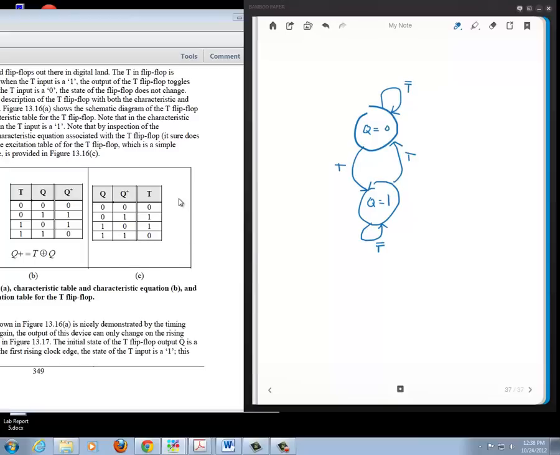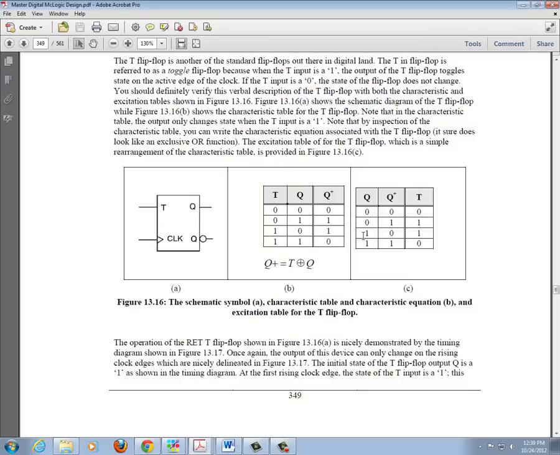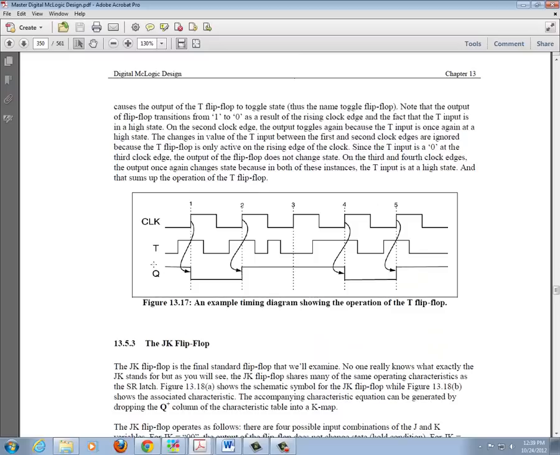Okay, so let's see how to use this T flip-flop in practice. Here we have our clock and our T input, and we're going to see what Q does. So in this case, again, we evaluate at the rising edge of the clock. We can have some problems where we evaluate at the falling edge of the clock, but right now we're doing the rising edge of the clock.